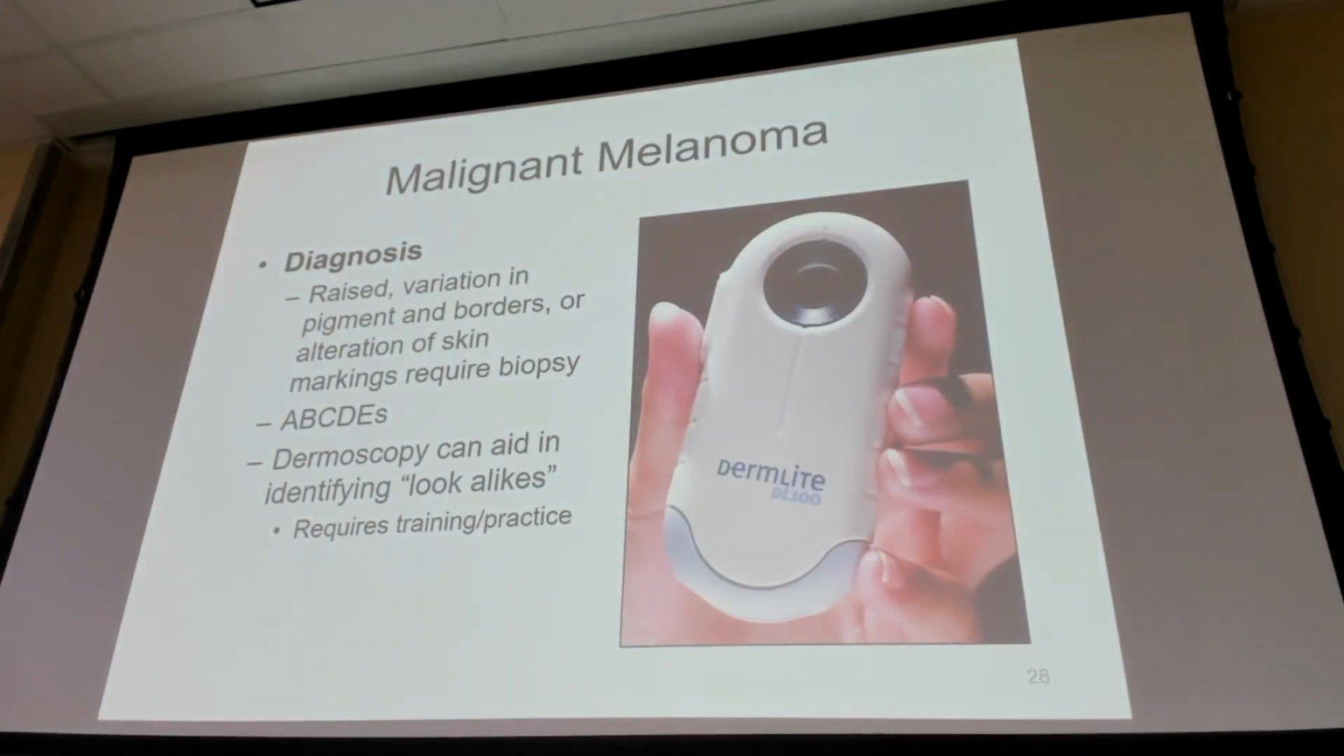Dermlite, so this is that dermoscope. So basically it's a microscope that is held in your hand and you can look up and underneath of it and visualize what it looks like, right? So raised, variation in the pigment or the borders, alteration of skin, lookalikes, okay? So that's something that you will all get to see and use once y'all get into phase 2 and you're in one of the derm rotations. You will get to see these things.